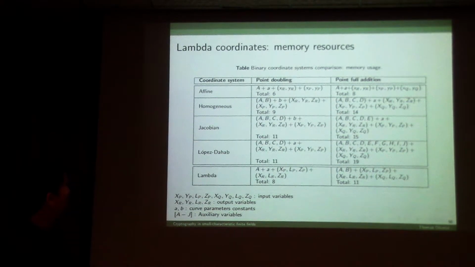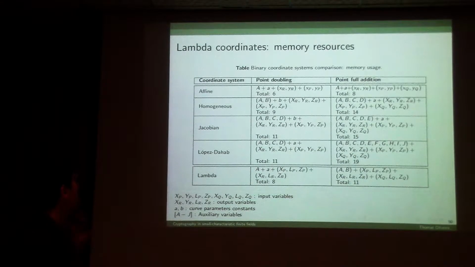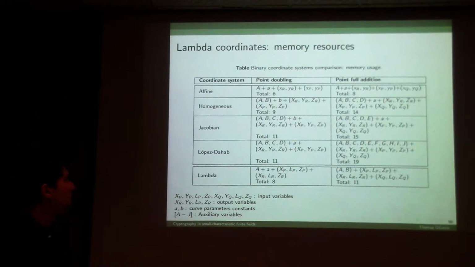So the lambda coordinates are the most efficient coordinate system among the projected coordinates. See that for point doubling we need just 8 variables, while the most efficient coordinate system in terms of memory usage is the homogeneous. And for point addition we need just 11, where the homogeneous is also the most efficient in terms of memory. So the lambda coordinates are very efficient in terms of memory too. But of course, this can be optimized, and we may need less memory.